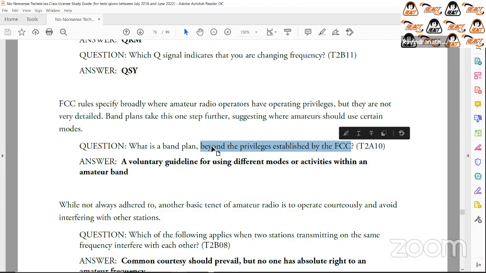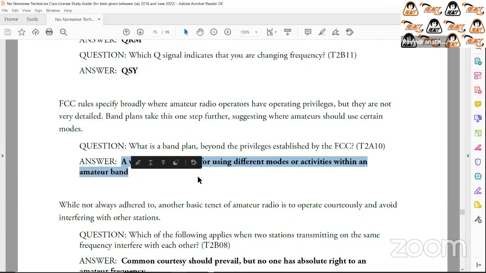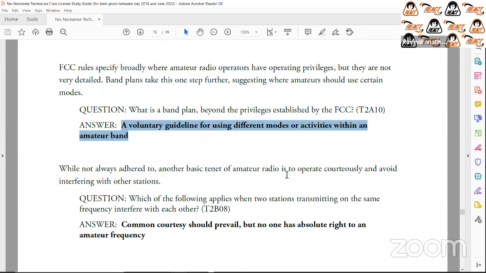But apart from getting permission to use 144 to 148 megahertz, there's also a voluntary list that breaks up that band from 144 to 148 into smaller segments. And that is the band plan, right? So they're asking you, what is a band plan? A band plan is a voluntary guideline for using different modes or activities within an amateur band.